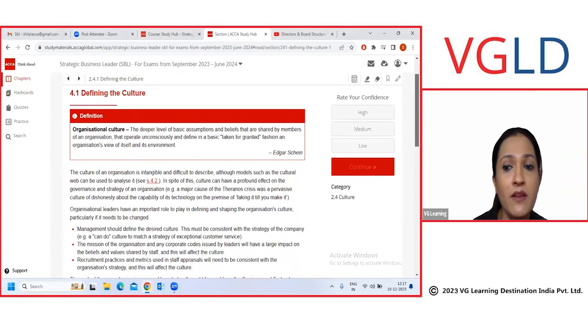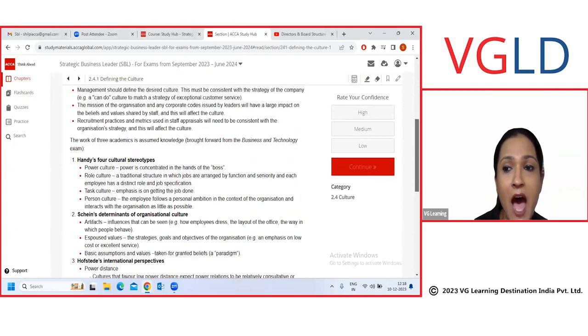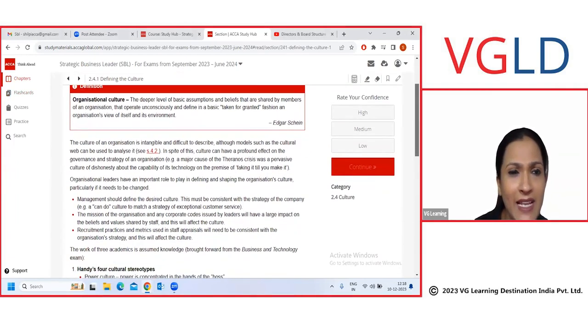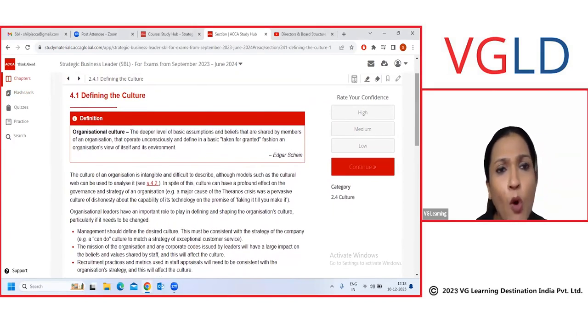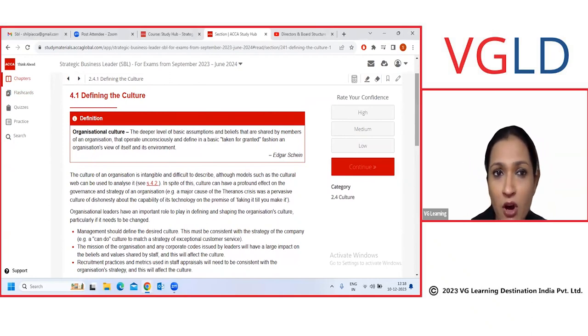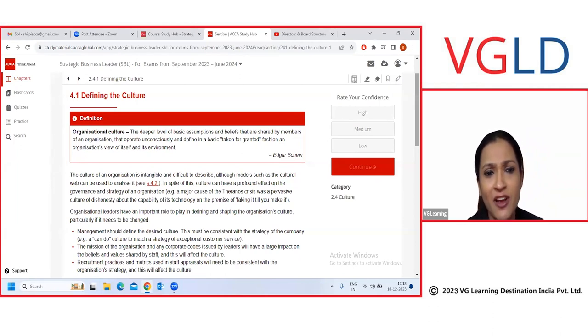Is it okay with everyone? Can we now move on to the concept of culture? Is it something that you think is important for an organization to look into as a strategic business leader? Should you be bothered about the organization's culture? Is it something which is actually pivotal for the success of the organization? Tell me, what is culture really? What do you understand by the term culture?